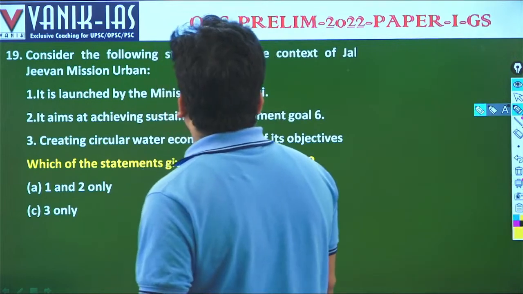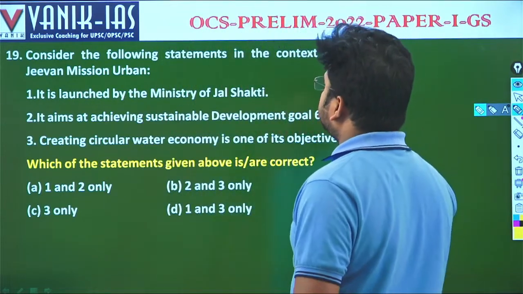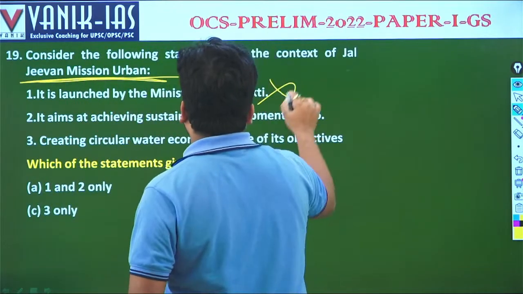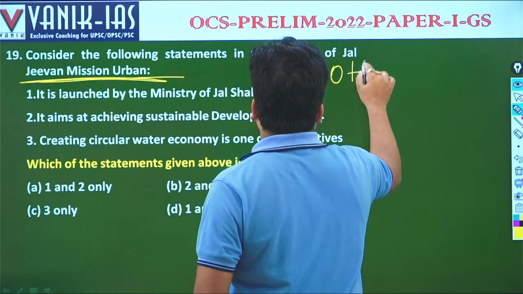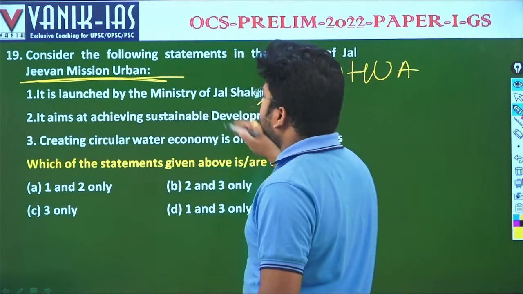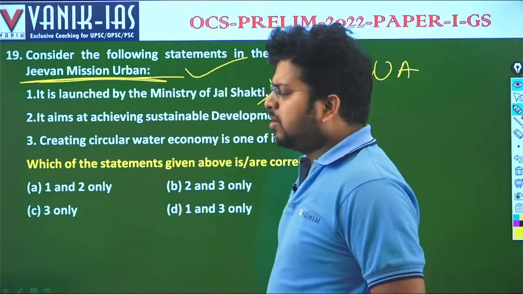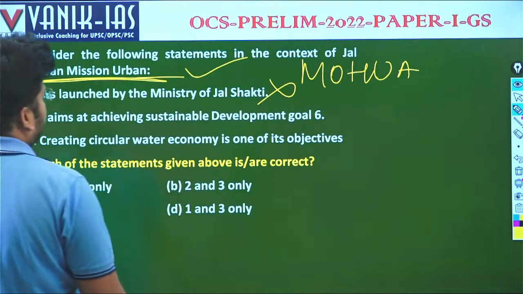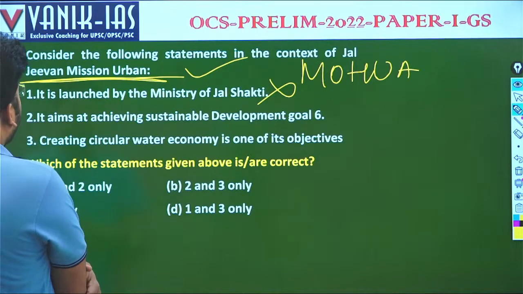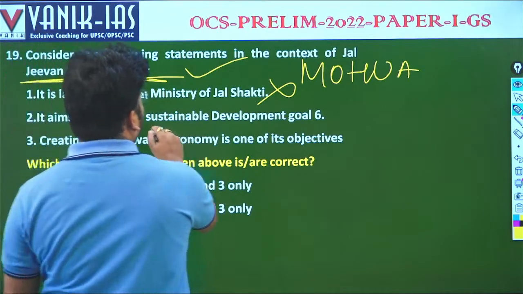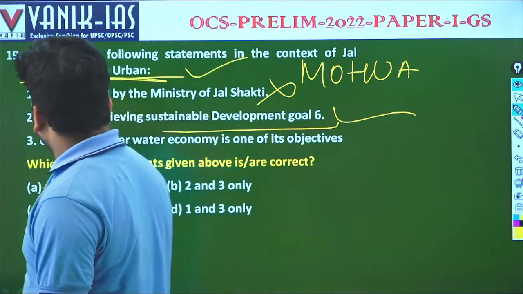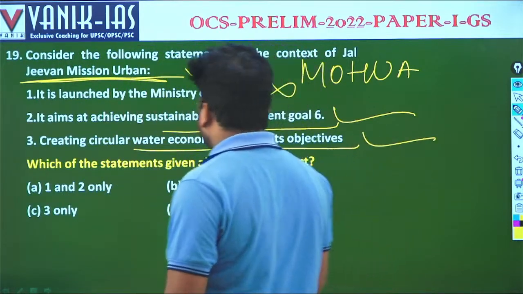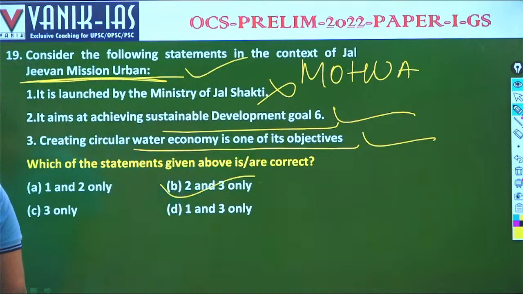Next, consider the following statements in the context of Jal Jeevan Mission. Jal Jeevan Mission Urban is not launched by the Ministry of Jal Shakti, it is by the Ministry of Housing and Urban Affairs, MoHUA. Its objective is to provide drinking water to all households by 2024. It aims at achieving Sustainable Development Goal 6. This is right. Creating a circular water economy is one of its objectives. So options 2 and 3 are right.